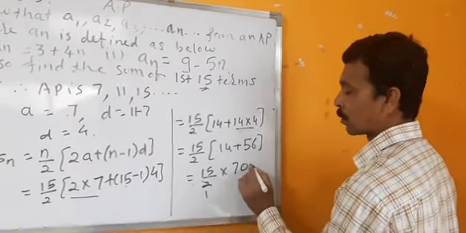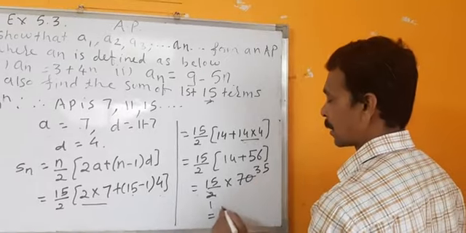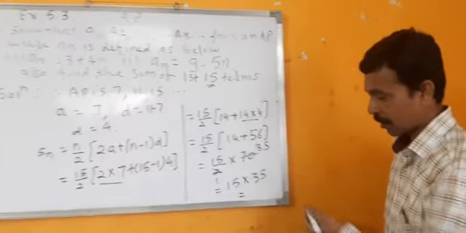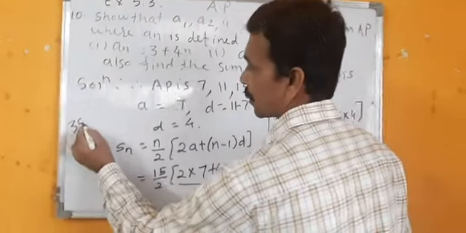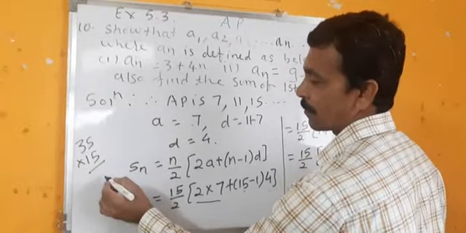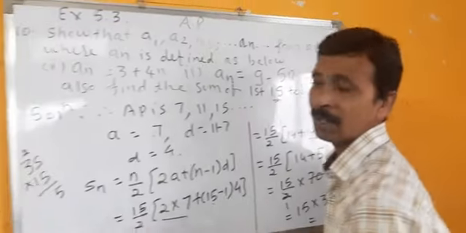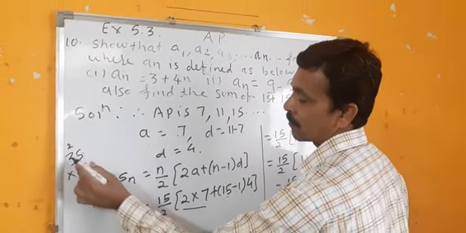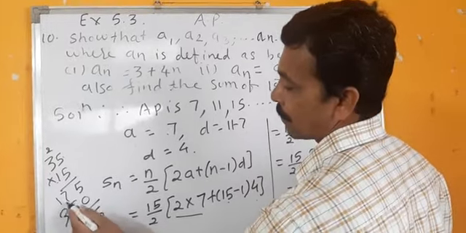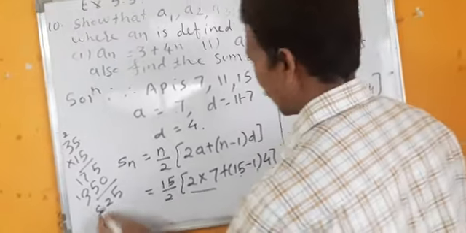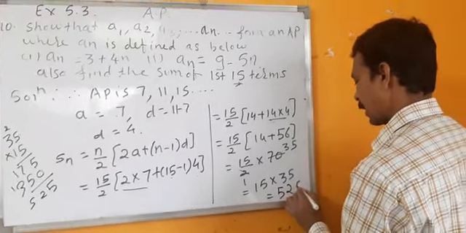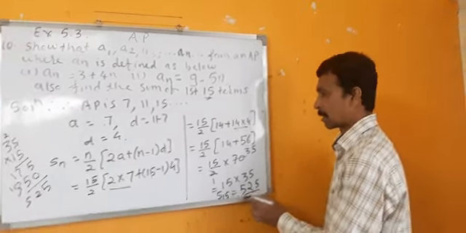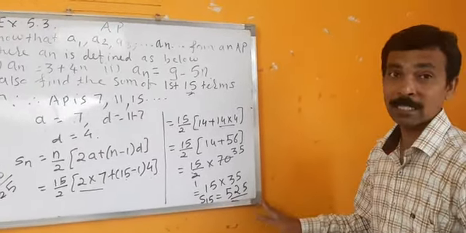Divide it. 2 ones are 2, 2 thirty-fives are 70, so it is 15 into 35. Let's see the multiplication of 35 into 15. I will write here. 35 into 15. 5 fives are 25. 5 threes are 15 plus 2, 17. 1 five is 5. 1 three is 3. 7 plus 5 is 12. It is 525. So S15, the sum of first 15 terms, is 525.